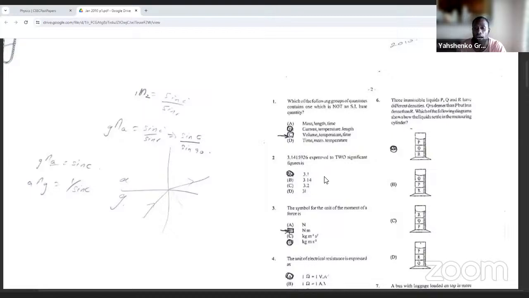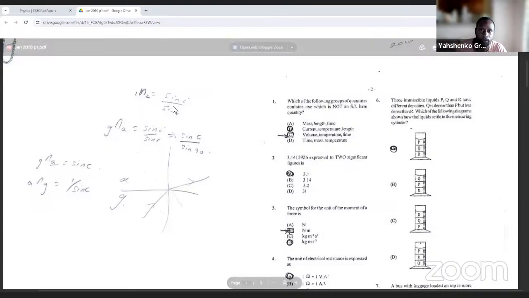So that is the one that does not have all SI base quantities. Question number 2 says 3.141596. You'd probably recognize that this is the number for pi, that little curly thing associated with calculating measurements for circles. They're asking to express this to two significant figures. If you remember anything about significant figures, the zeros are not significant unless they're held between two other non-zero digits, so it doesn't matter where the decimal point is. You start with the first non-zero number, and that number is 3.